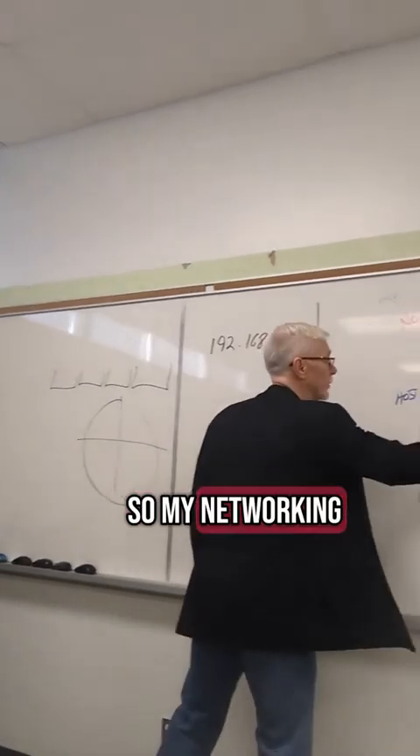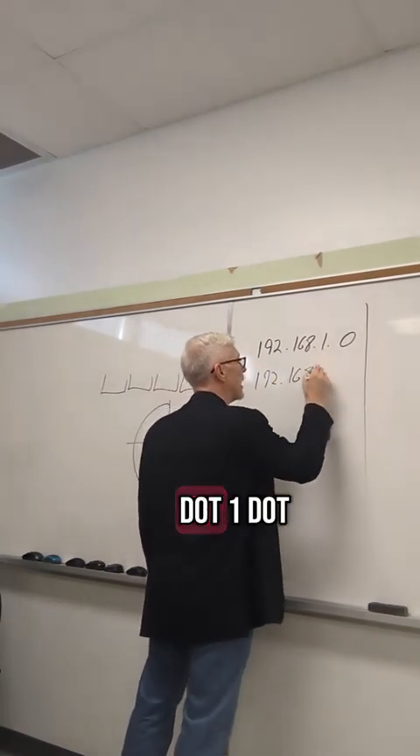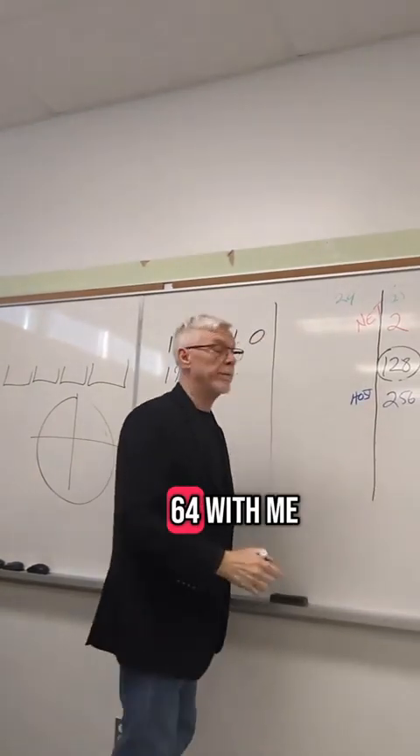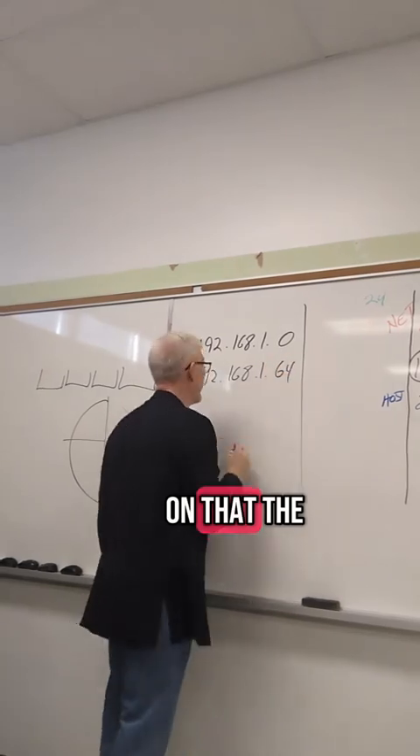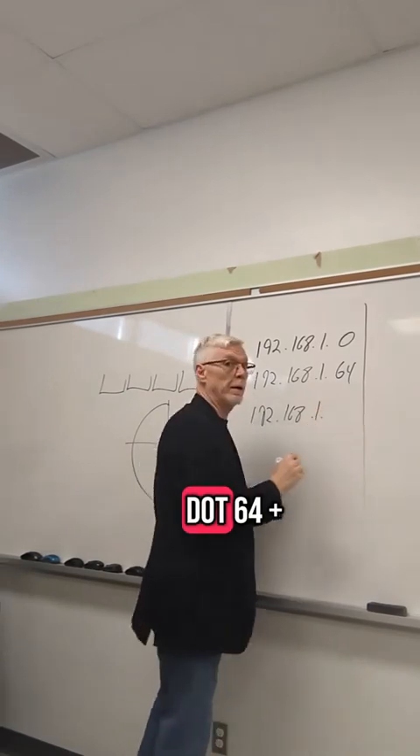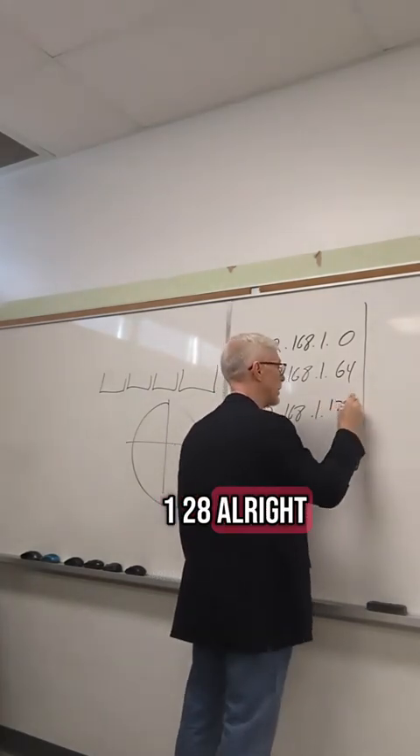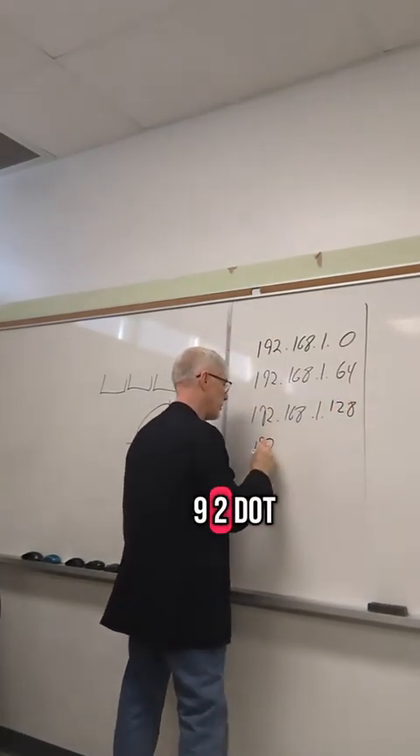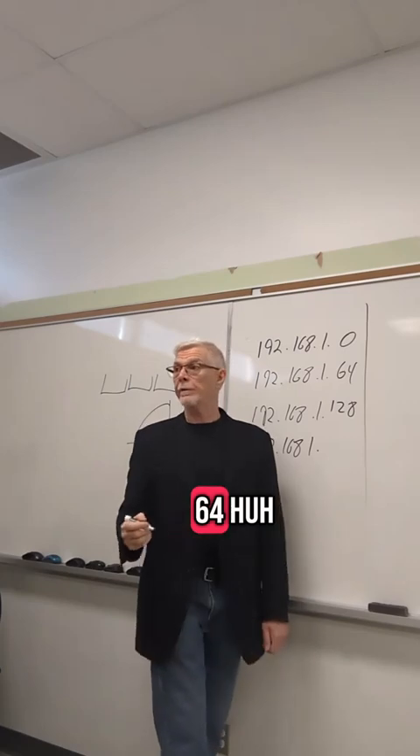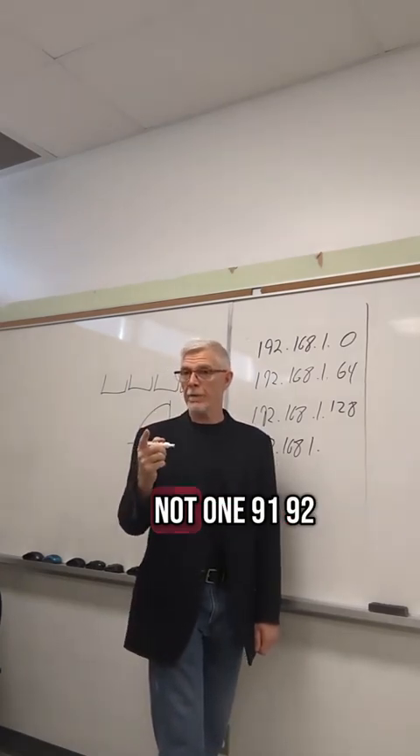So, my network increment is 64. So my second network will be 192.168.1.64. With me on that? The next network will be 192.168.1.64 plus 64? 128. All right. The next one will be 192.168.1. What's 128 plus 64?